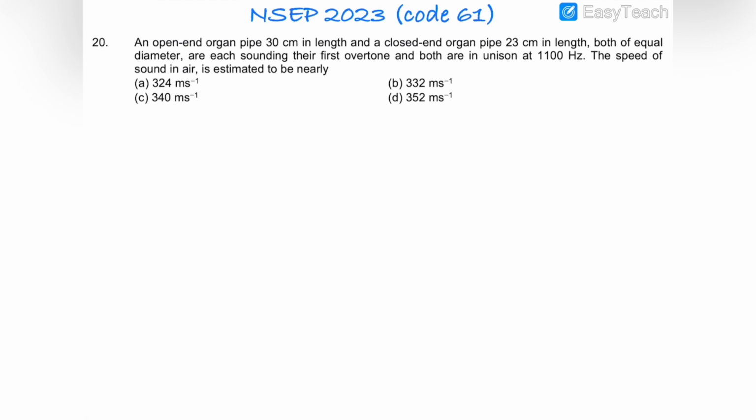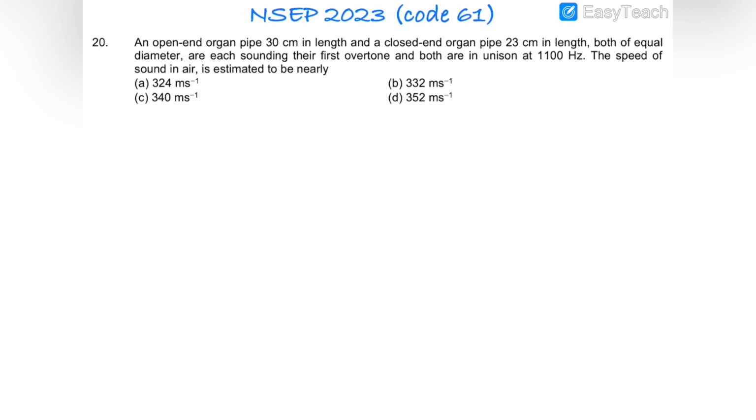You can see that there is a statement that both have equal diameter. It means that we have to take the end corrections, because we know that the end correction of an organ pipe is equal to 0.6 times the radius of the organ pipe. So this statement clearly indicates that we have to consider the end correction.